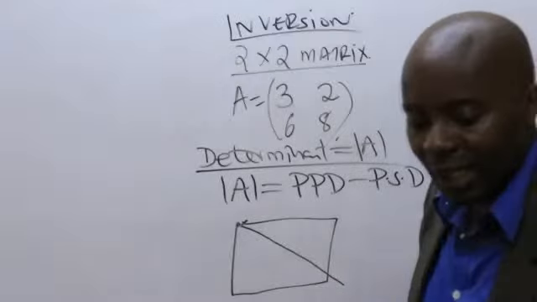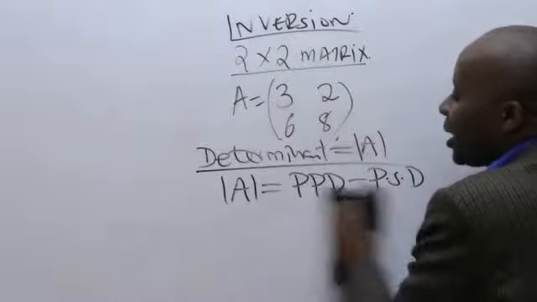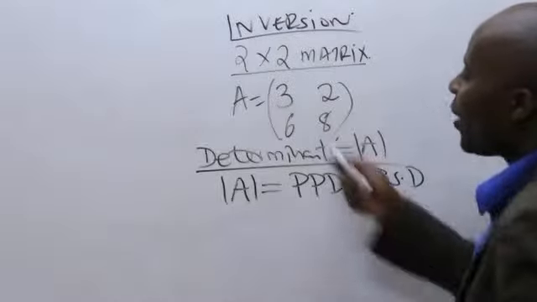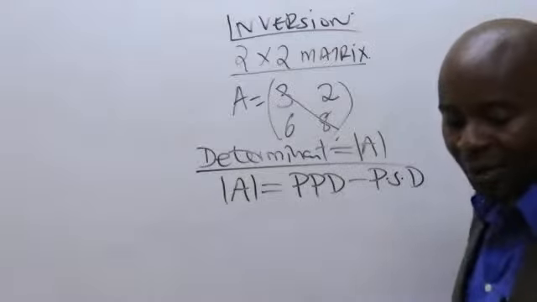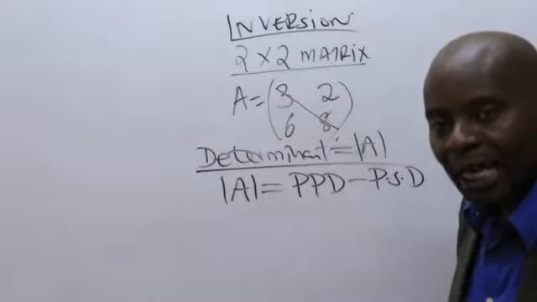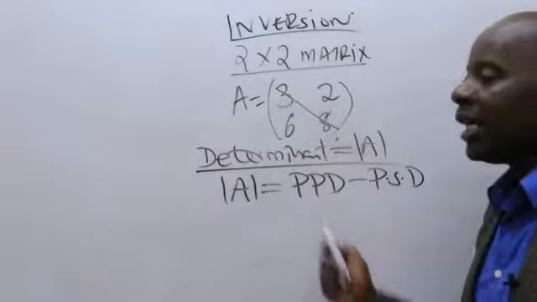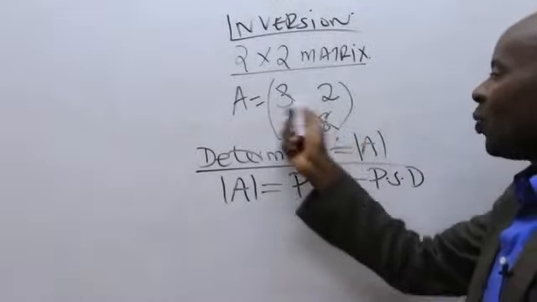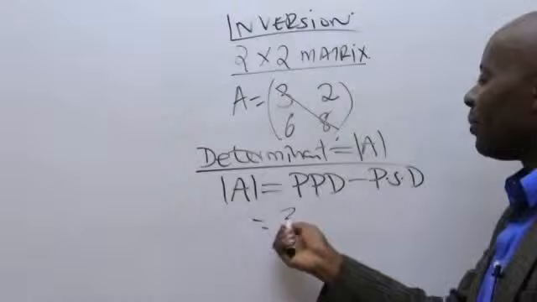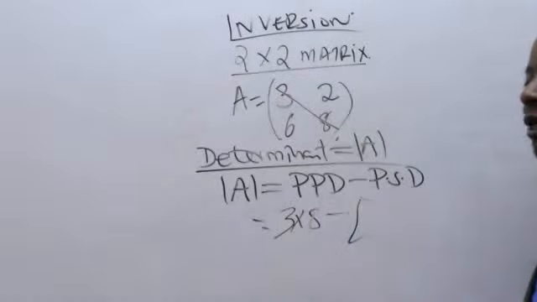The same case with our square matrix, ladies and gentlemen. This square matrix has got the primary diagonal, that diagonal that starts from the first element here of the entire matrix, which is 3 times 8. Therefore, this will be 3 times 8 minus product of secondary diagonal.